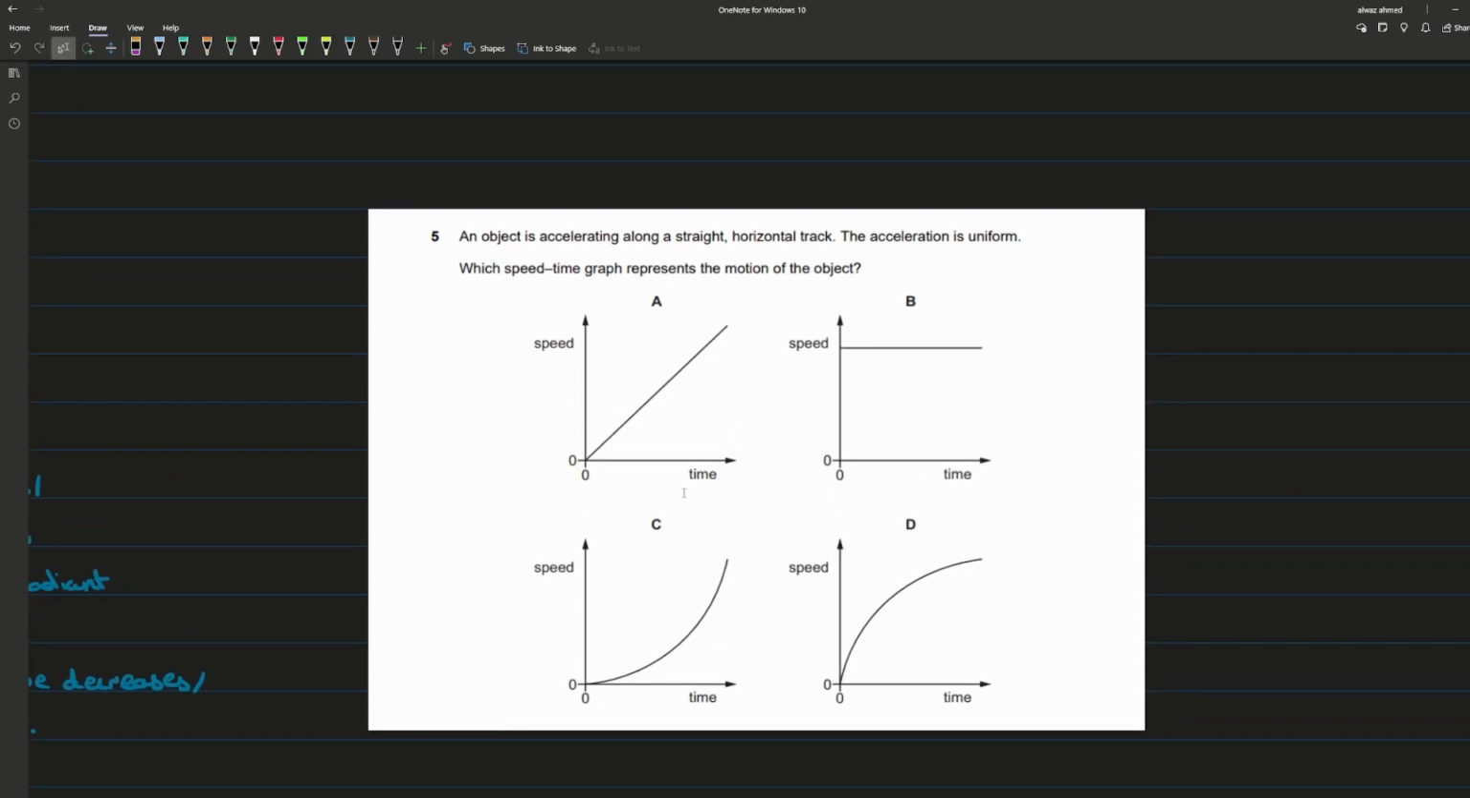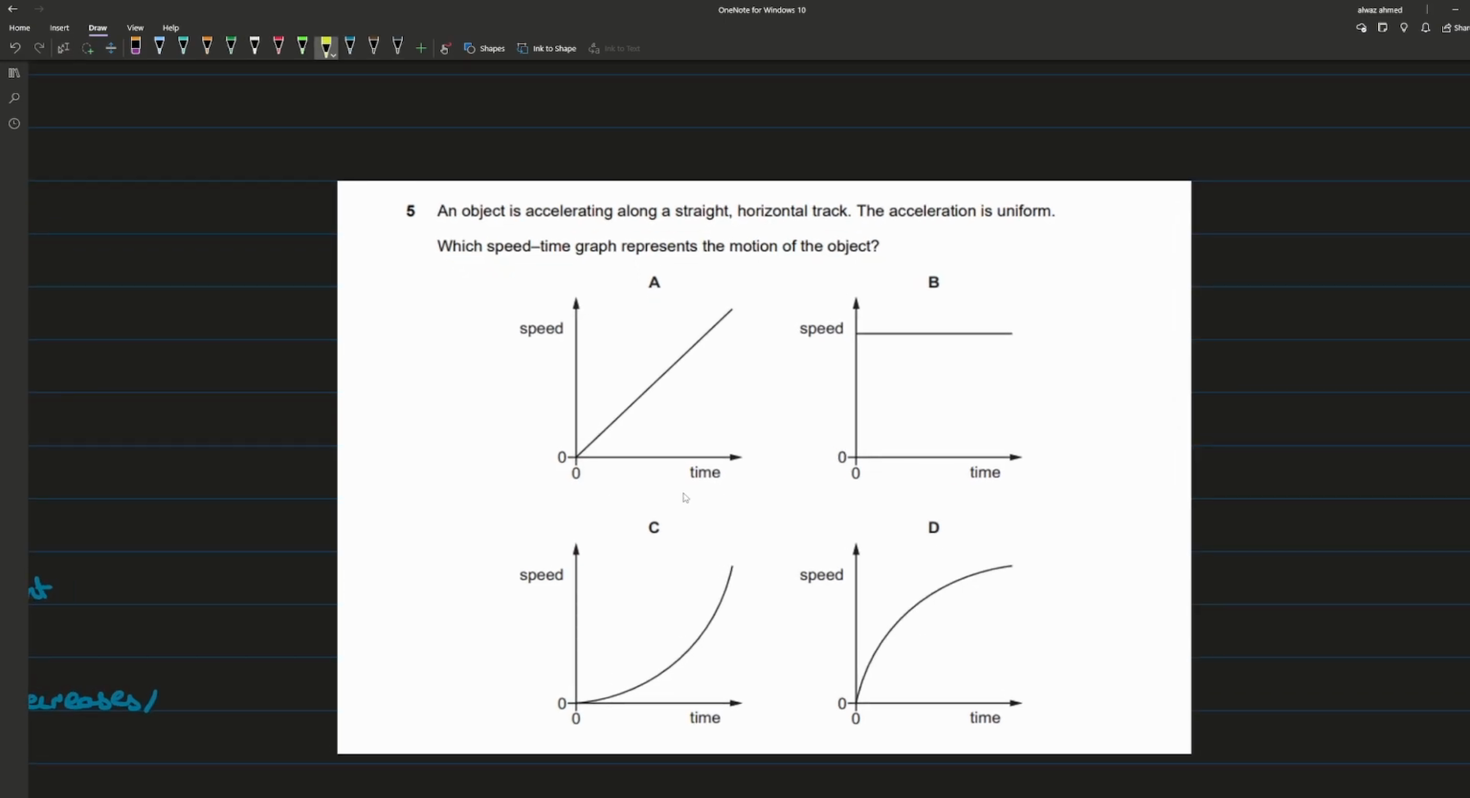I have a practice question here which I believe can be very helpful. So the question is, an object is accelerating along a straight horizontal track. The acceleration is uniform. This is a very important point that we need to remember. Which speed time graph represents the motion of the object? Now we know that when acceleration is uniform, we don't get curved graphs. The graphs are always a straight line. Okay, so we need to cut out C and D because these are obviously for non-uniform accelerations. So now we're left with the options A and B.